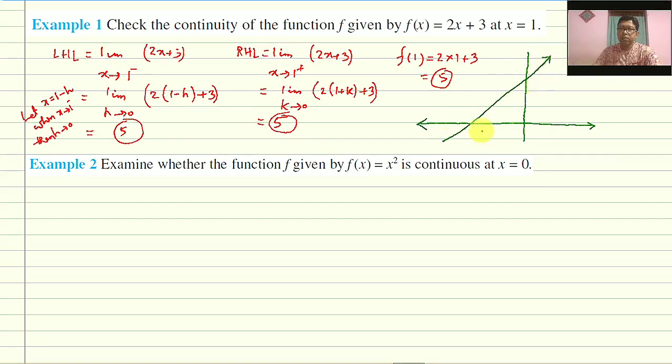This is a straight line, y is equal to mx plus c. M is the slope, 2 is the slope here, and c is equal to 3. This point is actually (0, 3).